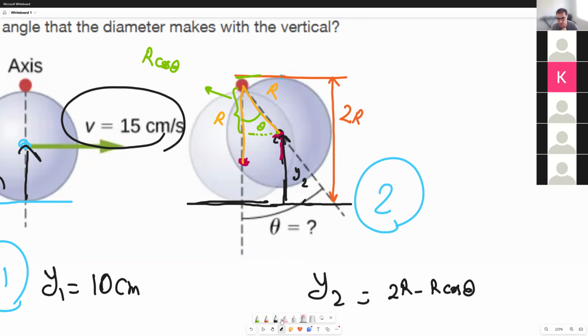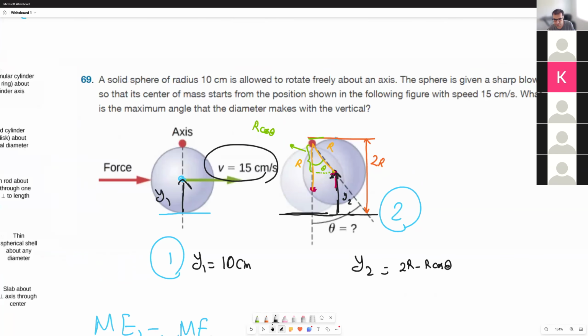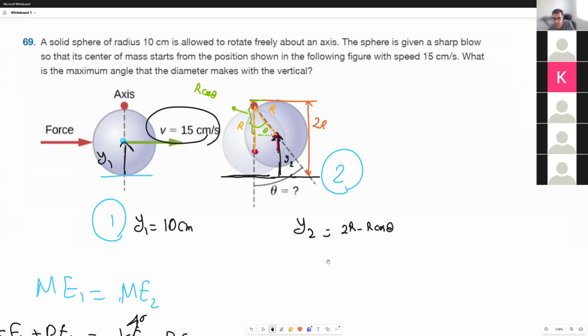This y2 is again geometry. y2 is 2r, this whole thing, minus this much, which is going to be r cos theta. So y2 would give you 2 times r, which is going to give you 20 centimeters.